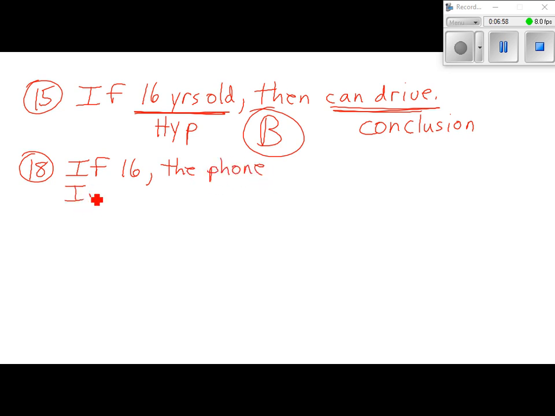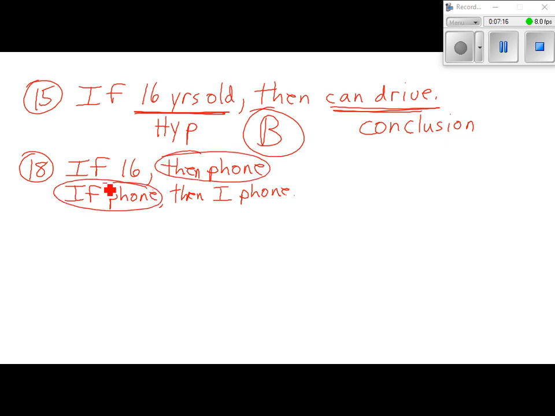If phone, that's supposed to be then iPhone. Again, this is using the law of syllogism because this part's the same as this part. So we can make a statement using this hypothesis and this conclusion together. And that'd be the law of syllogism, which is letter A.